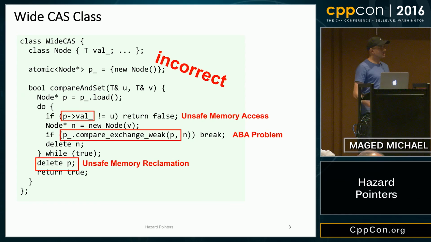And of course, if we just do delete p, we're reclaiming without really knowing if there are other threads that have a reference to that block. So that's unsafe reclamation.